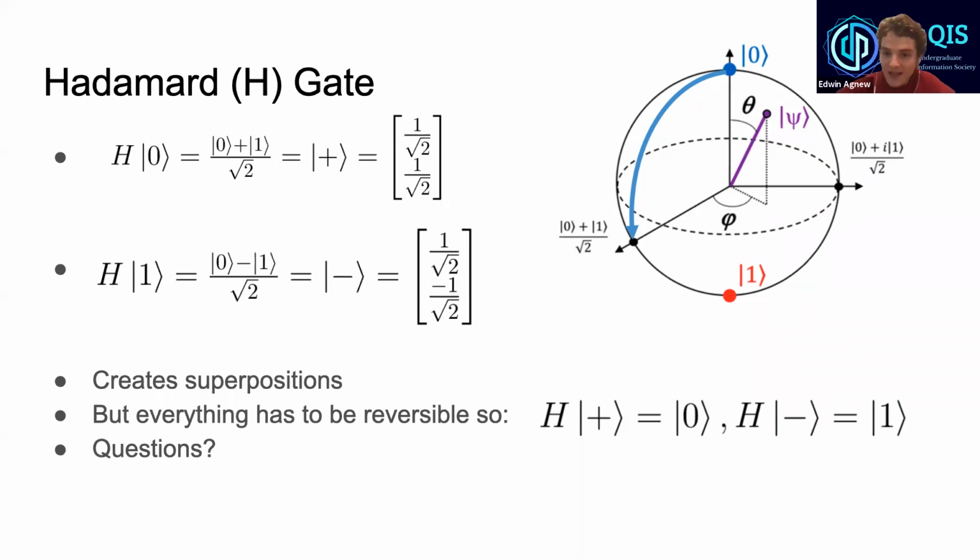And once again, this gate is reversible, and it's actually its own inverse. So applying H back to the plus state will take it back to 0, and applying H to the minus state will take it back to 1.